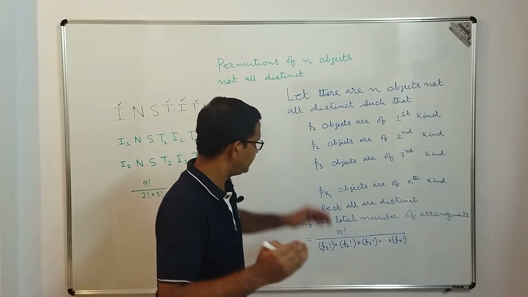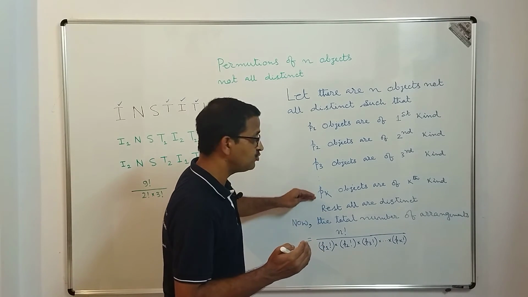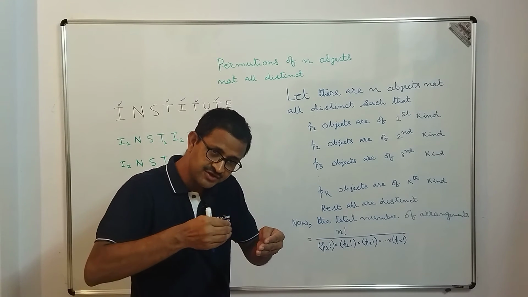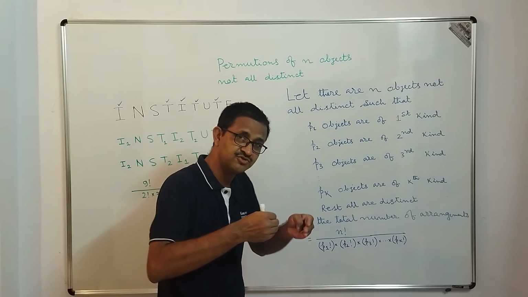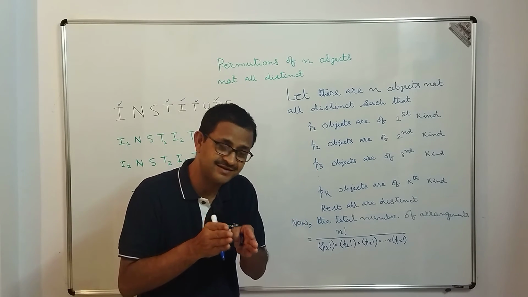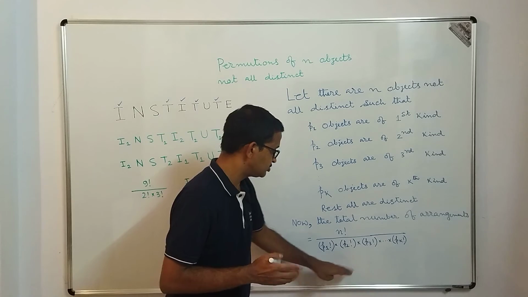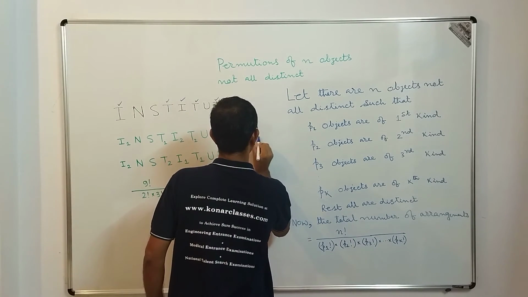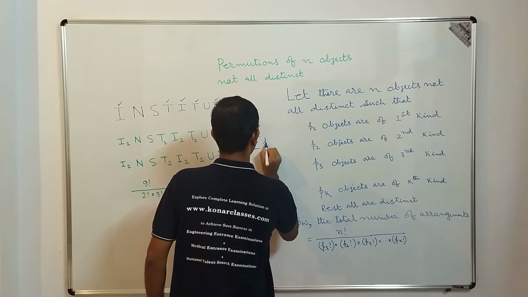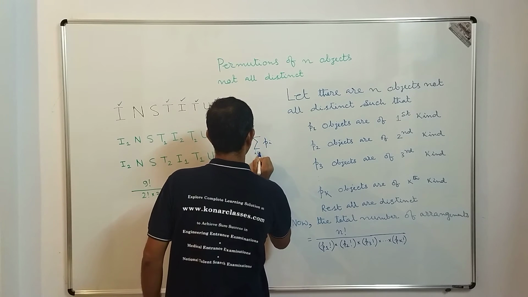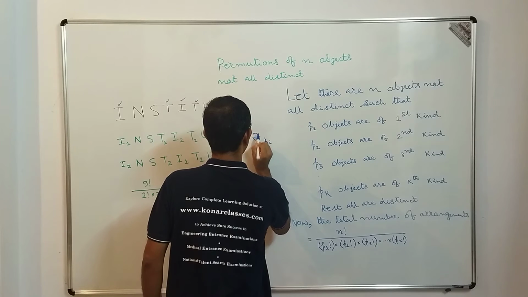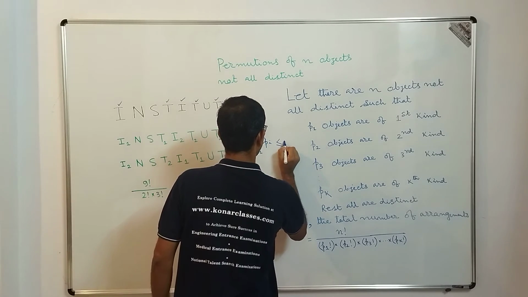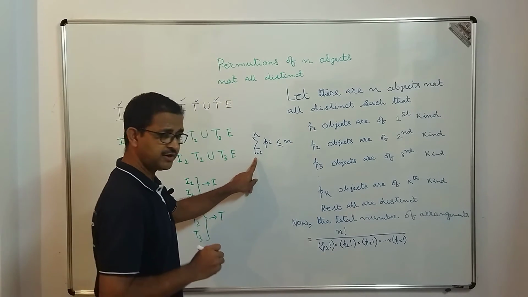And if it is possible that P1 plus P2 plus P3 up to Pk is less than n, that means what? There are some objects left apart from P1, P2, P3 up to Pk which are distinct, then also the formula is the same. So what I said here, students, is that the summation of Pi, i equal to 1 to k, should be less than or equal to n.